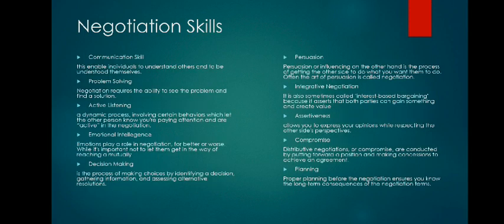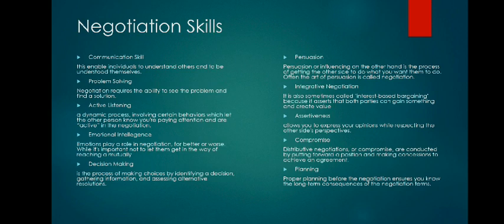Here are 10 negotiation skills that I have identified. Communication skill: these enable individuals to understand others and to be understood themselves. Skilled negotiators can change their communication style to meet the listener's needs. By establishing clear communication, you can avoid misunderstandings.